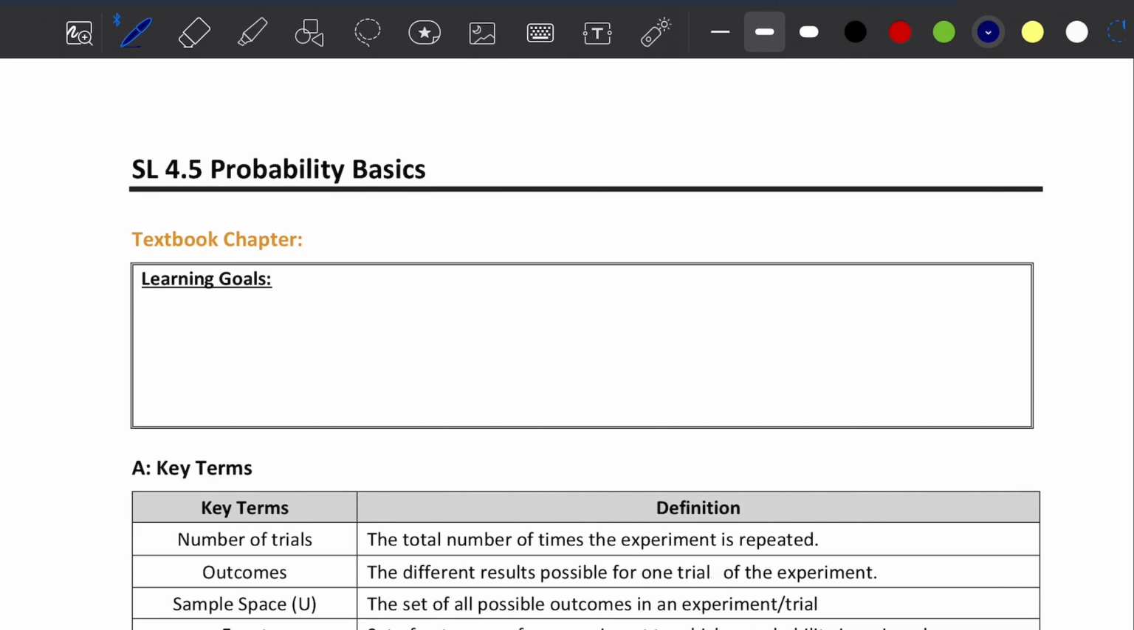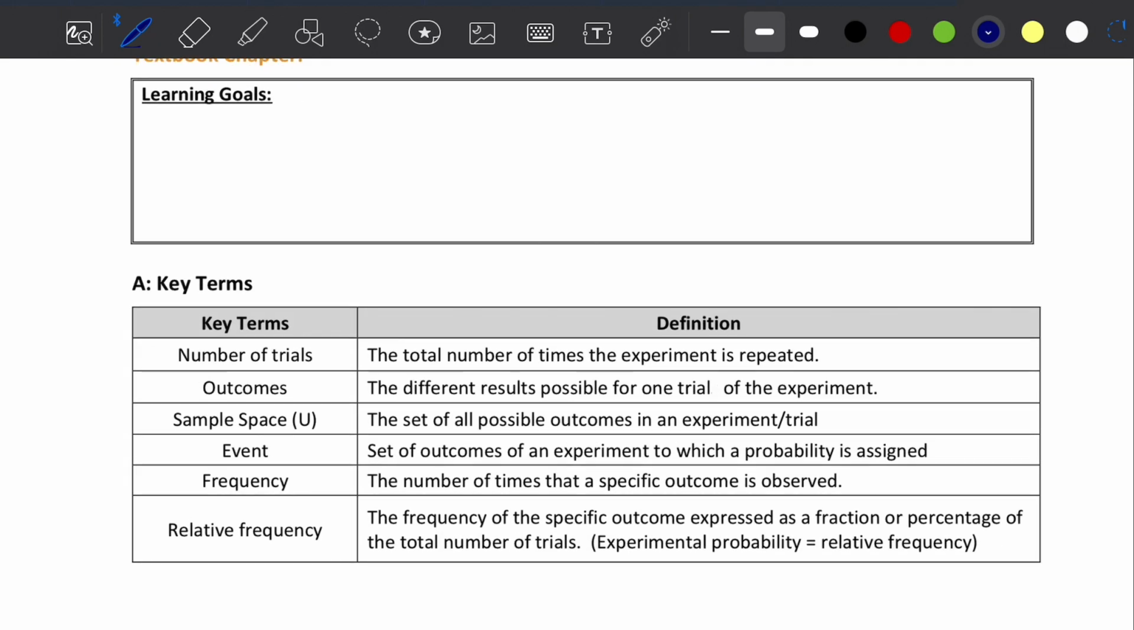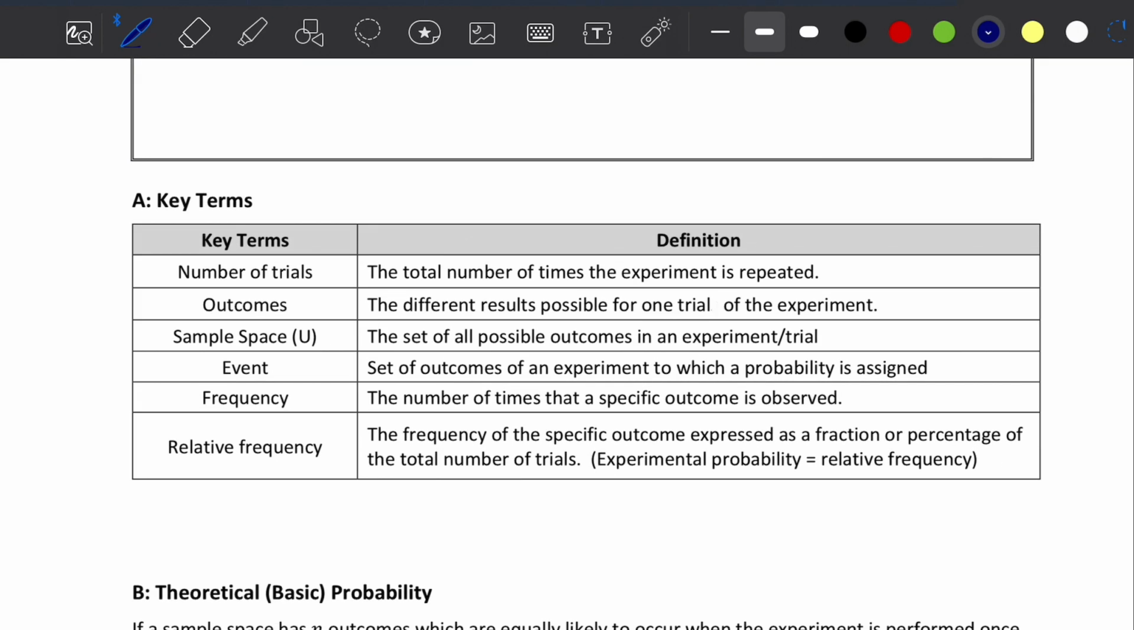Essay 4.5 Probability Basics. With today's video, we're going to discuss the basics of probability before going into the concept more in depth. Okay, so the first thing that we're going to discuss is the key terms of this concept. So there are 1, 2, 3, 4, 5, 6 key terms that you must understand before trying any questions.